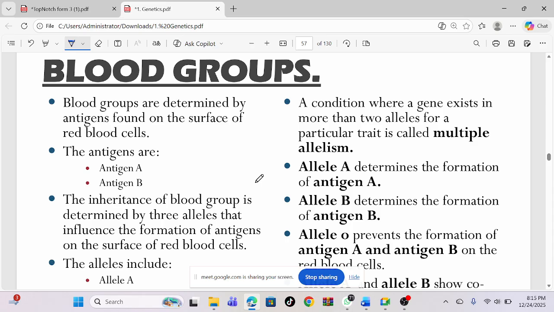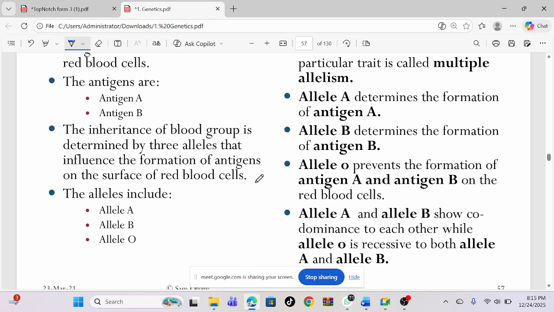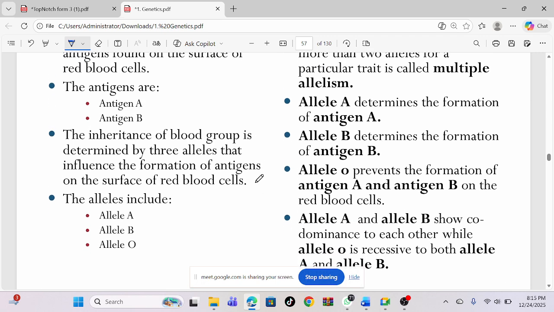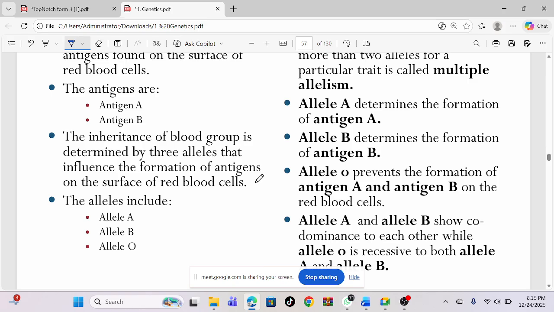So the inheritance of the blood group is determined by three alleles. Kuna allele A, allele B, and allele O. Meaning that allele A iko na antigen A, allele B iko na antigen B, and allele O haina antigen. So they prevent formation of antigen A and B on the red blood cells.